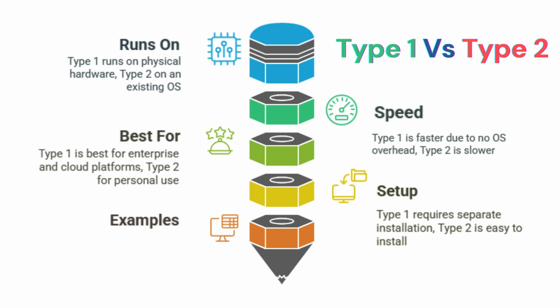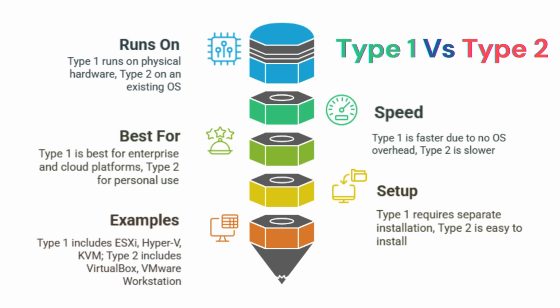Examples. Type 1. Popular Type 1 hypervisors include VMware ESXi, Microsoft Hyper-V, and KVM. These are often used by cloud providers like AWS or Azure. Type 2. Examples of Type 2 hypervisors include Oracle VirtualBox, VMware Workstation, and Parallels Desktop for Mac. Great for personal or test use.